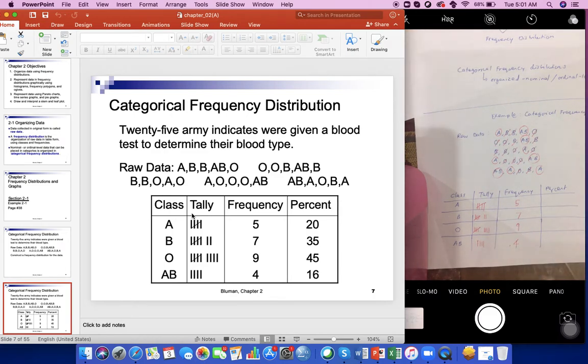Alright. So how to calculate the percentage? We just total up all the frequencies, and then divide each frequency by the total, and then multiply by 100. So you will get 20, 35, 45, and 16. Okay, right?